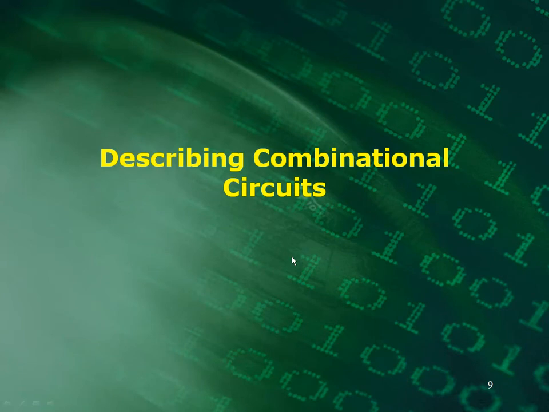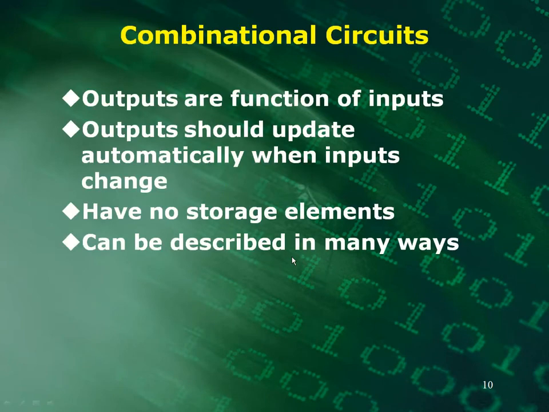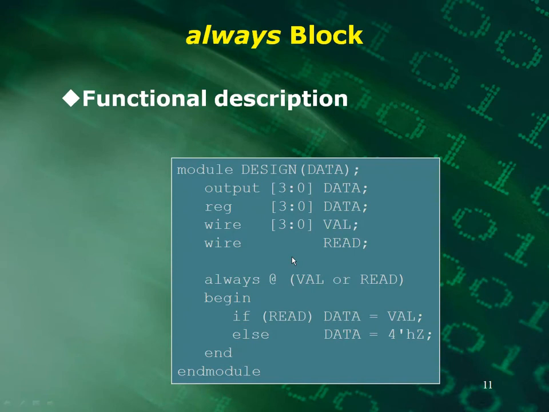Okay, let's talk about describing combinational circuits. In combinational circuits, the outputs are a function of the inputs, and the outputs should update automatically when the inputs change. And so there are no storage elements like flip-flops. And you can describe these in different ways.